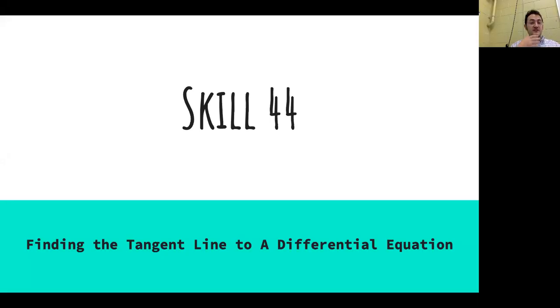Hello, ladies and gentlemen. Today we're going to be doing skill 44, which is finding a tangent line related to a differential equation. And what this really is, when we're thinking about tangent line, we think about point slope form. So point slope form is just simply y minus y1 equals m times x minus x1, where m is our slope from our differential equation.